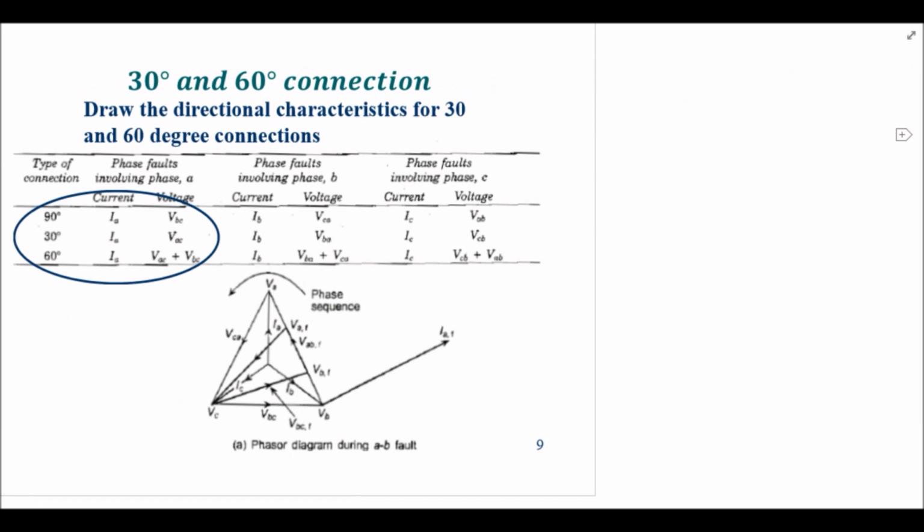Similarly, we can have different types of connections. Like we talked about IA, the polarizing quantity was VBC, but if we have to find the polarizing quantity for the faults related to IB, we have to use VCA as the polarizing quantity, and in order to detect the fault related to phase C, we have to use VAB as a polarizing quantity for the 90-degree connection. Similarly, we have defined the same ICC and VPC for 30-degree connection and 60-degree connections.